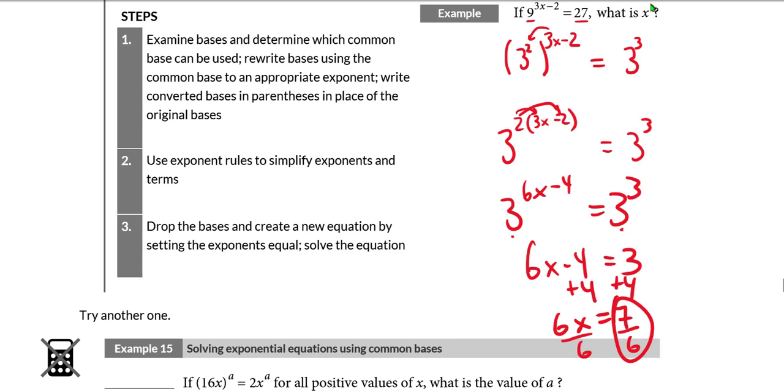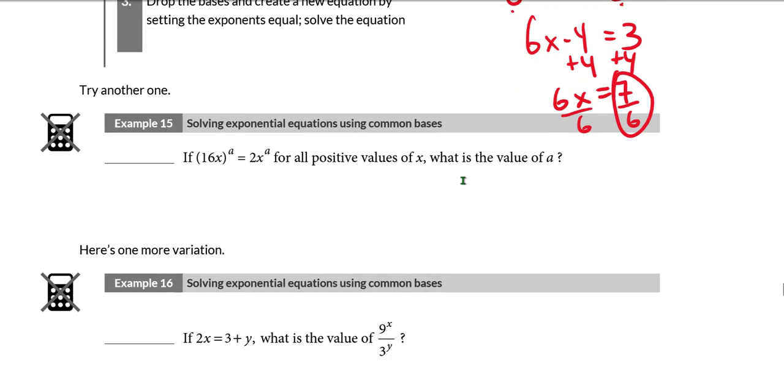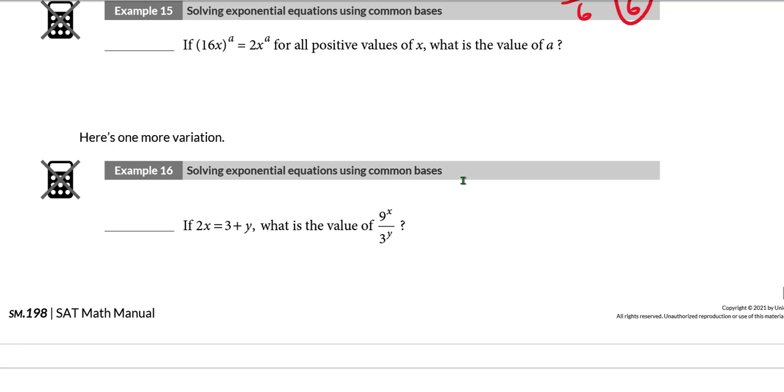That is what the question was asking. We should have circled that. So that is how we use common bases and some of our other exponent rules to get to a point where we can drop the base and set the exponents equal to each other. We're going to do a couple of examples that deal with common bases, and then we are done.